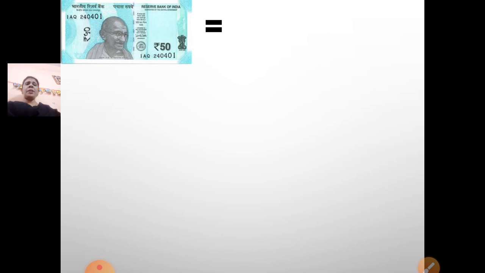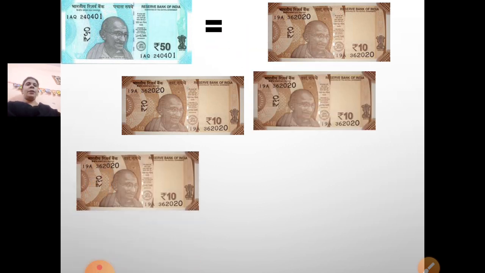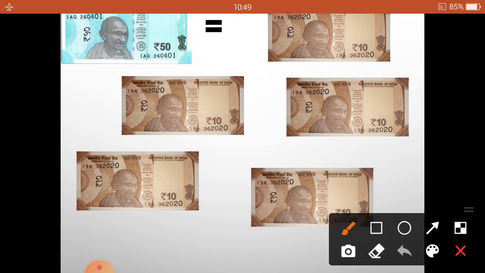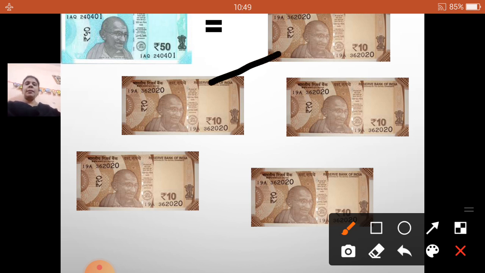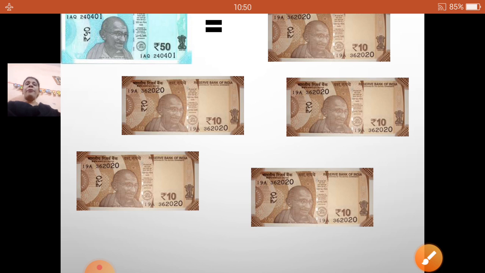Now the next change for 50 rupees is one 10 rupee note, one more 10 rupee note, one more 10 rupee note, one more 10 rupee note and one more. Now let us count and see, children. 10 plus this 10 is 20. 20 plus 10 will be 30. 30 plus 10 will be 40. And 40 plus 10 will be 50. That means five 10 rupee notes will make 50 rupees.